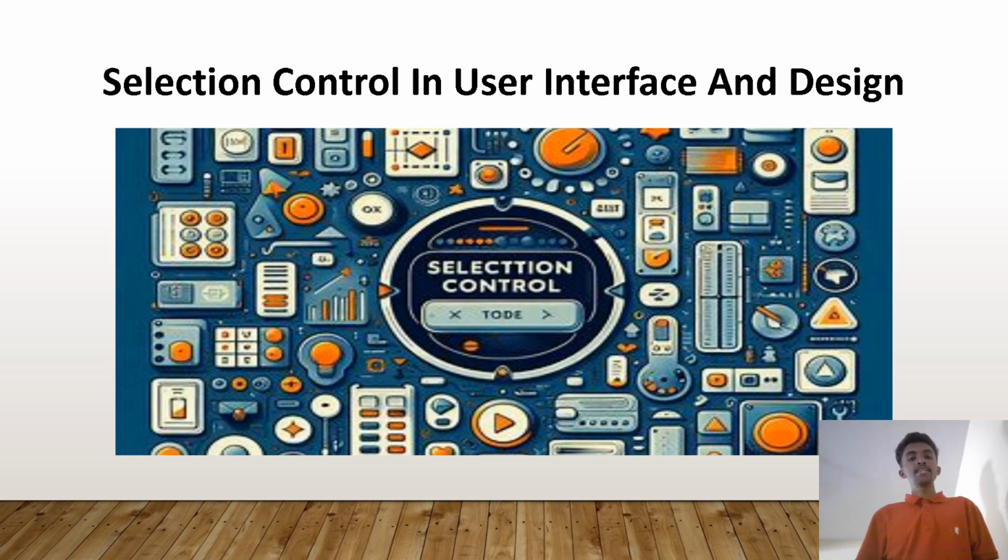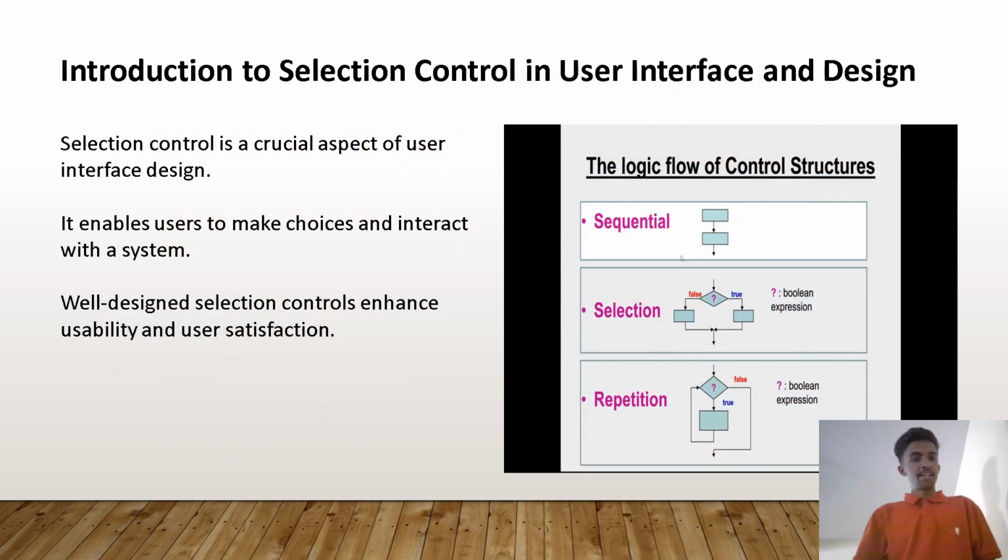Today my topic is selection control in user interface and design. Let's see what is selection control and what is user interface design. Let me give an introduction for selection control in user interface and design. Selection control is a crucial aspect of user interface design. It enables users to make choices and interact with a system. Well-designed selection controls enhance usability and user satisfaction.